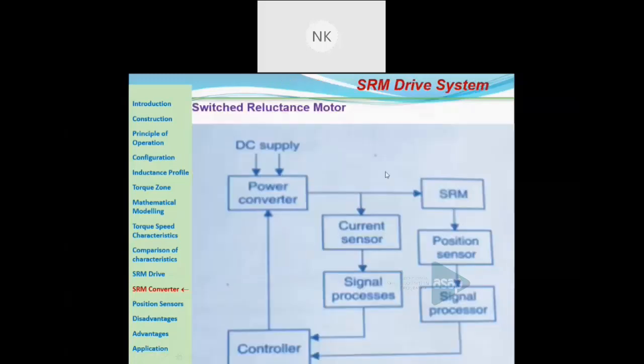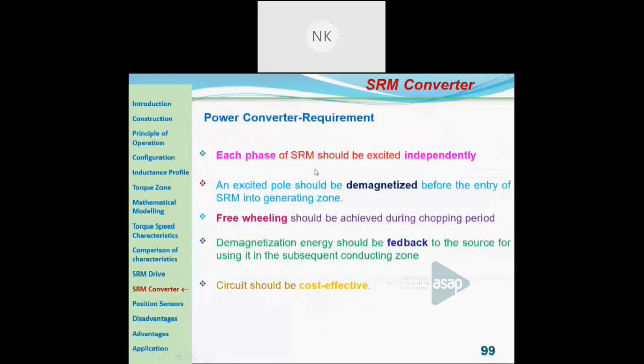And this is the switched reluctance motor drive system mechanism. You can have a power converter. Then this is the SRM. Then the rotor position has to be sensed, and using a signal processor, it is given to any controller or microprocessor. And here also the power converter current has to be sensed, and that has to be fed to the microprocessor using the signal processor. And what are the requirements of the power converter? Each phase of the SRM should be excited independently. An excited pole should be demagnetized before exciting the other pole. You should have a freewheeling diode to feed back the energy. And the circuit should be cost effective.